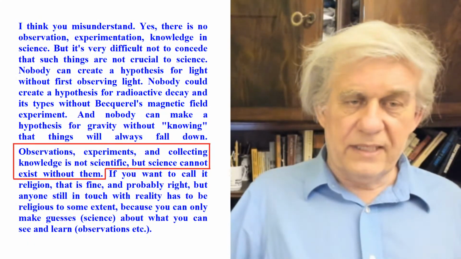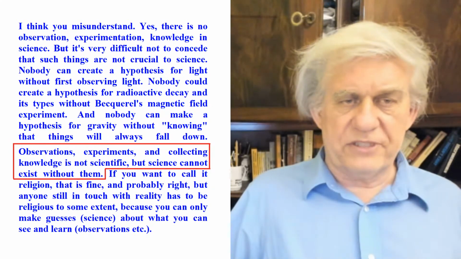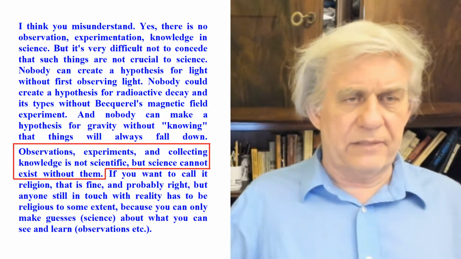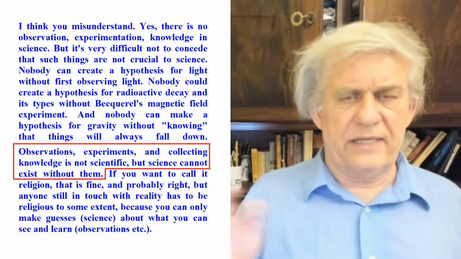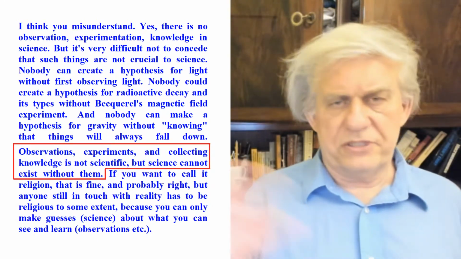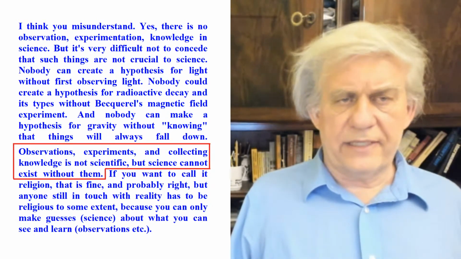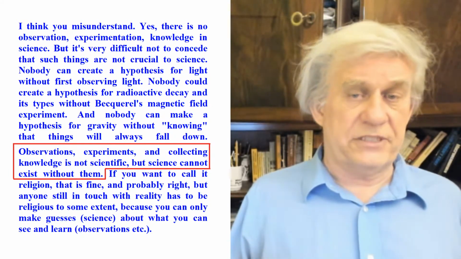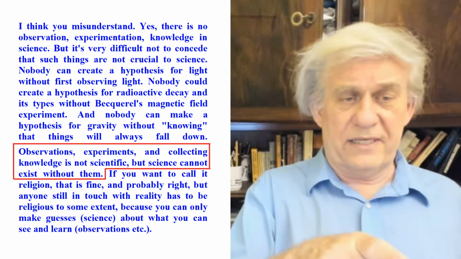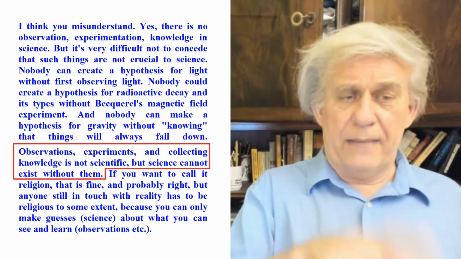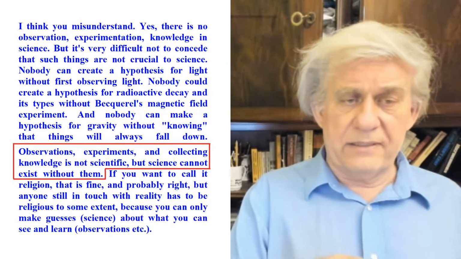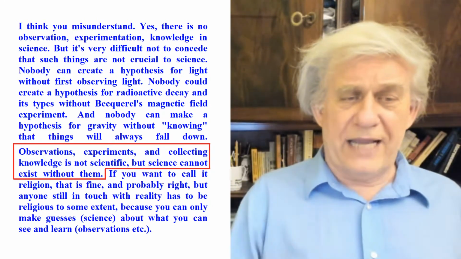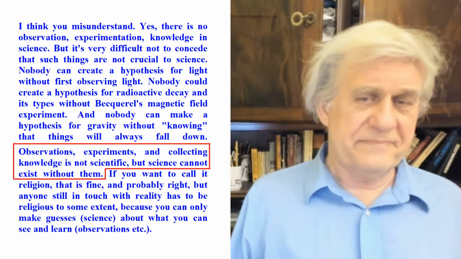Okay, another comment here. I'll put two comments. They were similar. I pulled only one of them. Maybe the other one was slightly different. I think the overall picture is the same. Okay. He says, I think you misunderstand, there is no observation, experimentation, knowledge in science. He says that up front. He also says it later on. Okay. He says, observation, experiments, and collecting knowledge is not scientific, but science cannot exist without them.